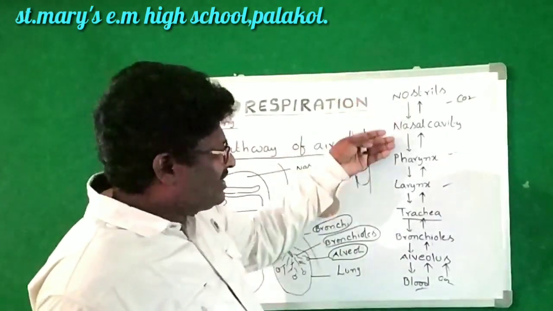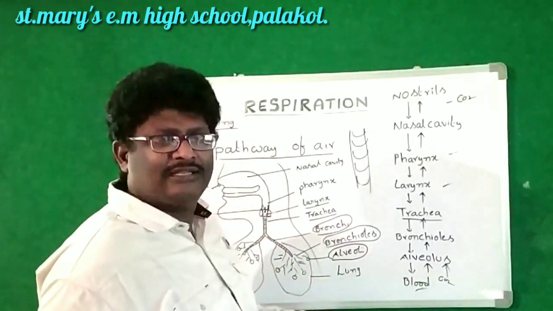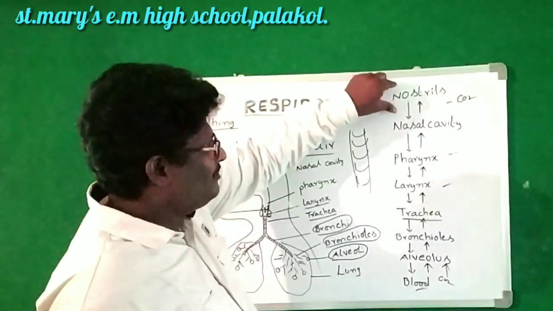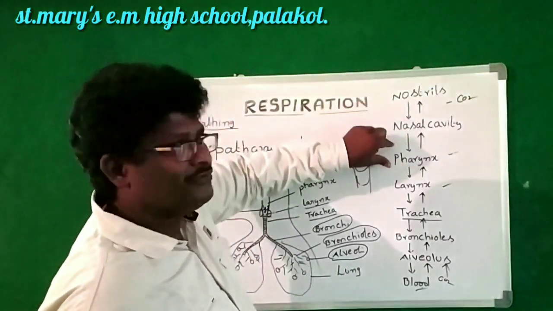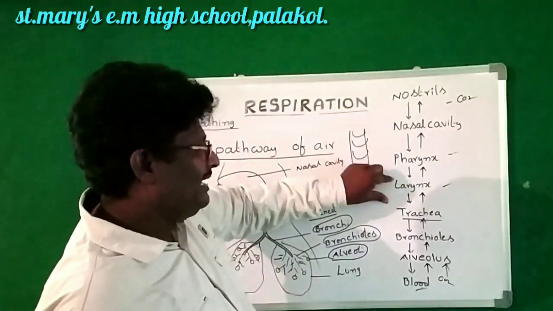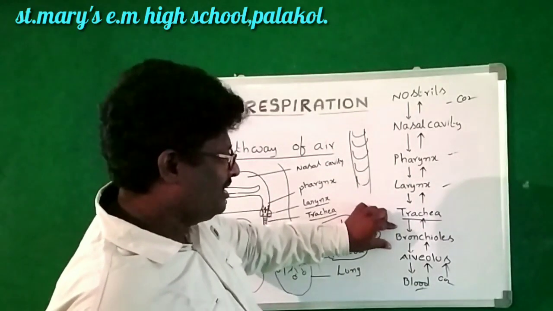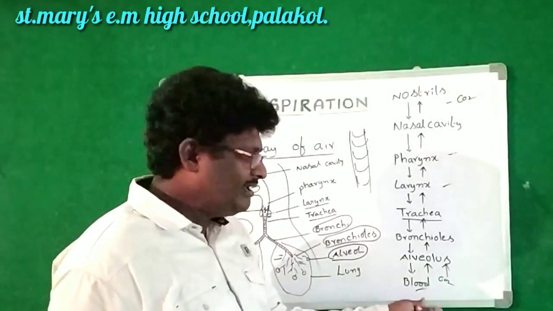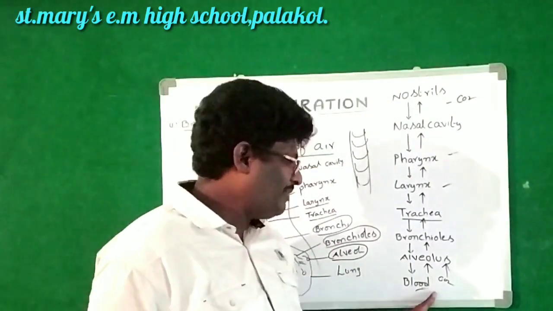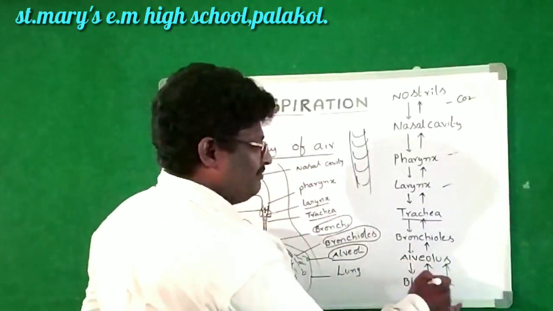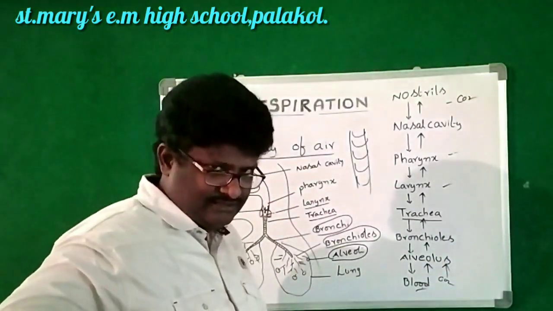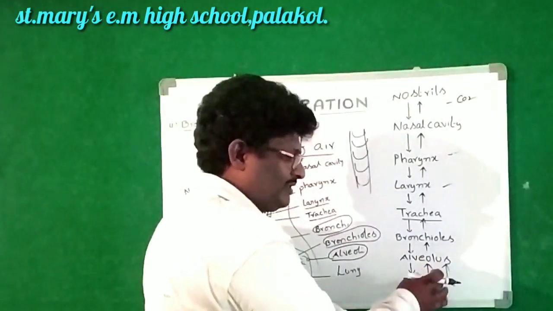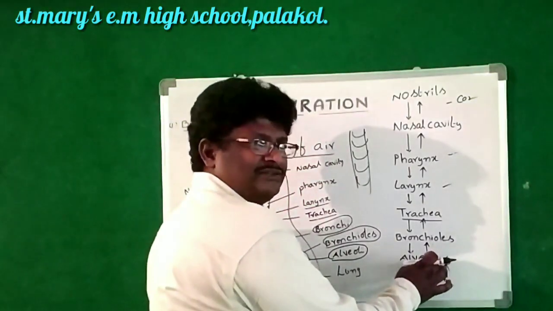See, in a sequence manner, the air enters into the nasal cavity with the help of nostrils. From the nostrils, nasal cavity to pharynx, pharynx to larynx, larynx to trachea, trachea to bronchus to alveoli, alveoli to blood. Here already the blood is having carbon dioxide. In the alveolus, the gases are exchanged. Then oxygen enters into the blood. From the blood, the CO2 is released into the alveolus.